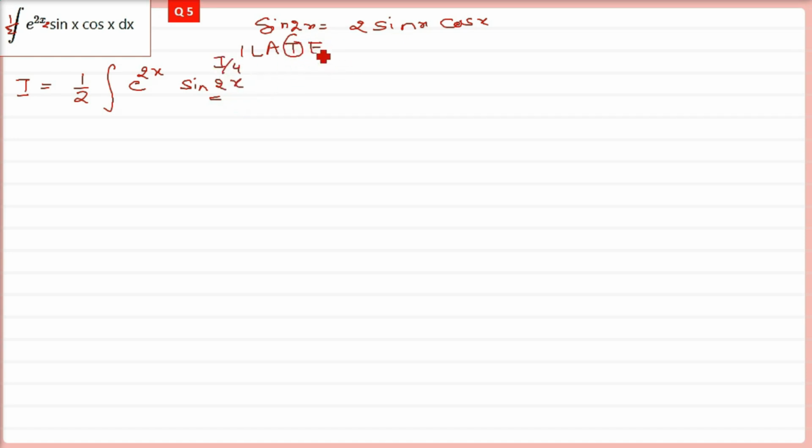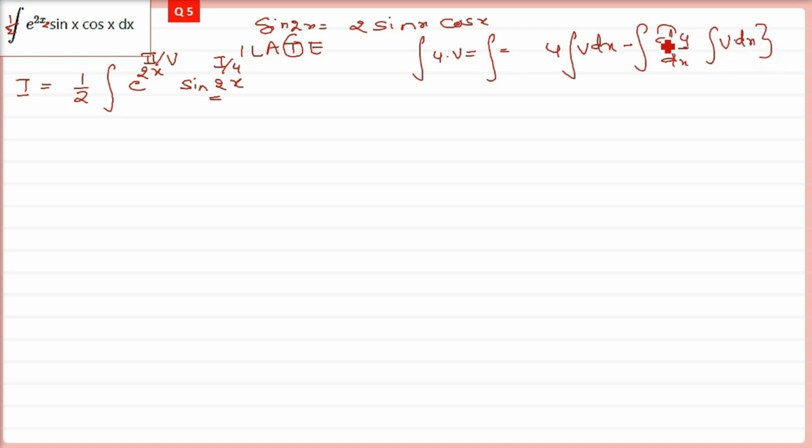So we will call it u, the first function, and the second function will be e raised to x, which is the exponential function. We are calling it v. The integration of u multiplied by v is already known: u times the integration of v dx, minus the integration of the differentiation of u, the first function, multiplied by the integration of the second function, which is the integration of v dx, and finally we will take the integration.